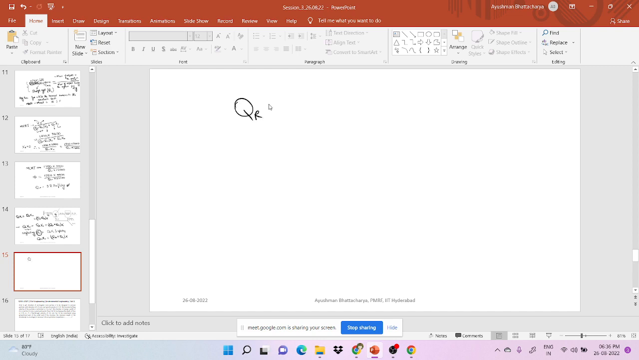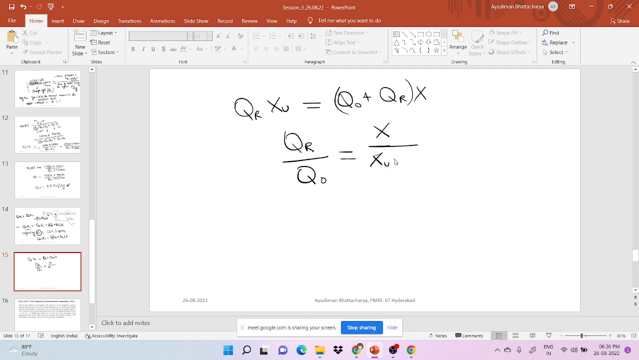So the final equation is QR XU is equal to Q naught plus QR into X. If I rearrange this equation, I will get QR by Q naught is equal to X upon XU minus X. So this is the MLVSS concentration in the aeration tank, and this is the MLVSS concentration at the wasted sludge. So from here we can find the QR.